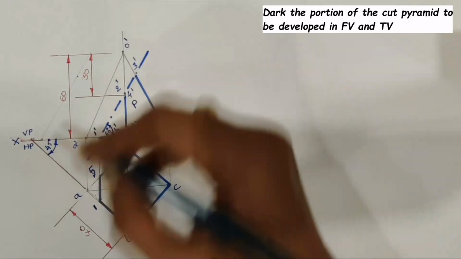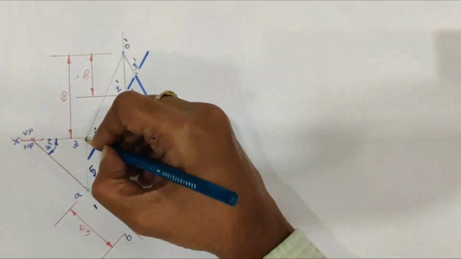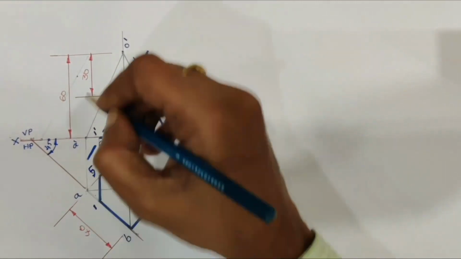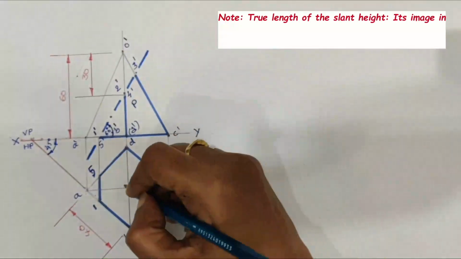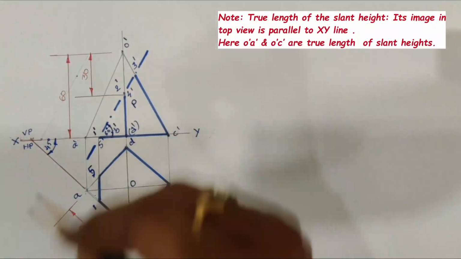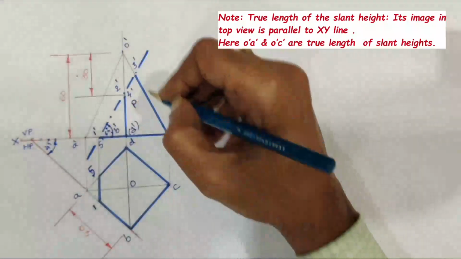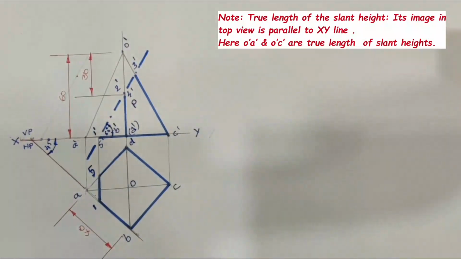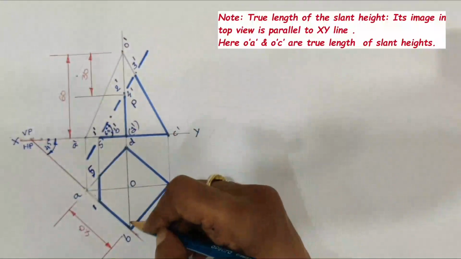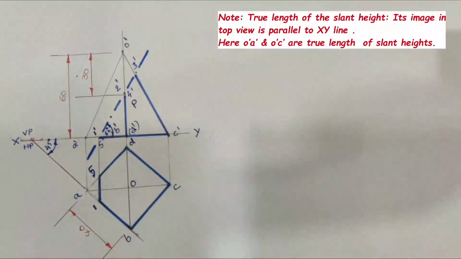If you observe it, the image of O dash A dash slant line in top view, say OA, is parallel to XY line, and O dash C dash slant line image in top view, say OC, is parallel to XY line. So O dash A dash and O dash C dash are called the true length of the slant heights, whereas O dash B dash, O dash D dash images in top view are not parallel to the XY line. So they are not called true length of the slant heights.